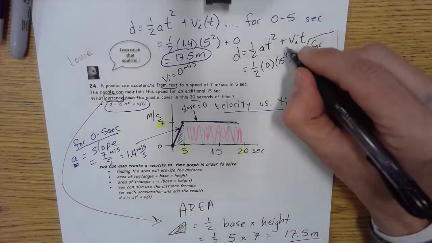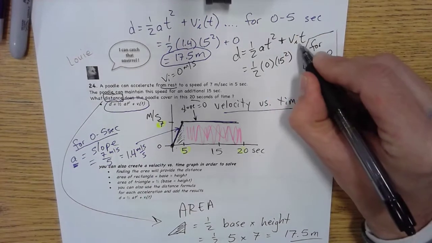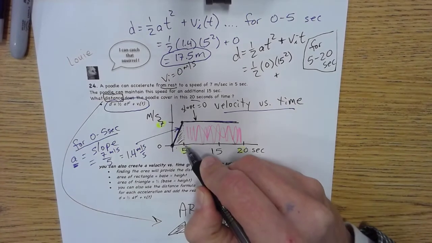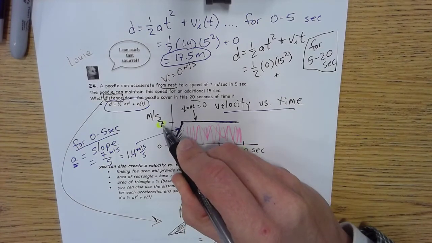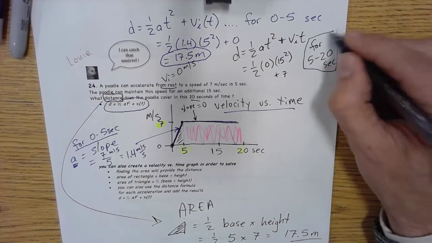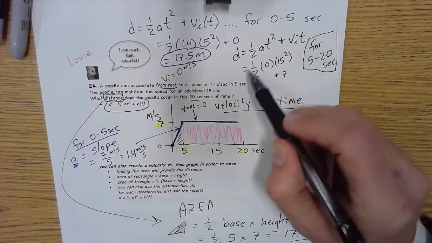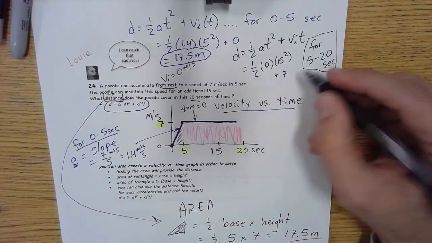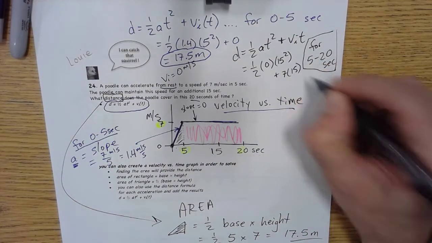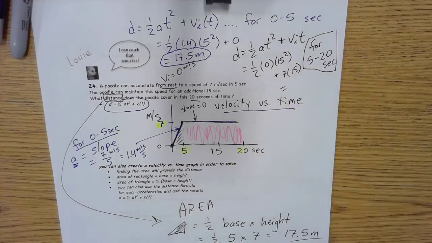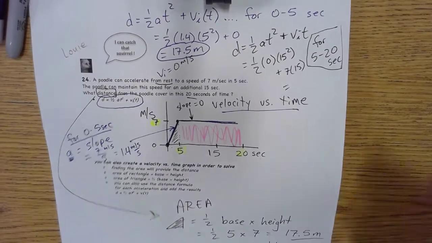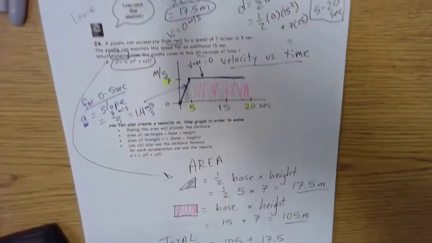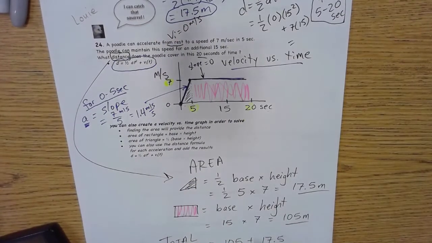Now there is an initial velocity though, so you have to be careful. This is where that initial velocity comes in: at time 5, my velocity is 7. So you have to pay attention to the interval we're using the equation for. It starts at a velocity of 7 and maintains that for 15 seconds. So that's going to be the same as this.